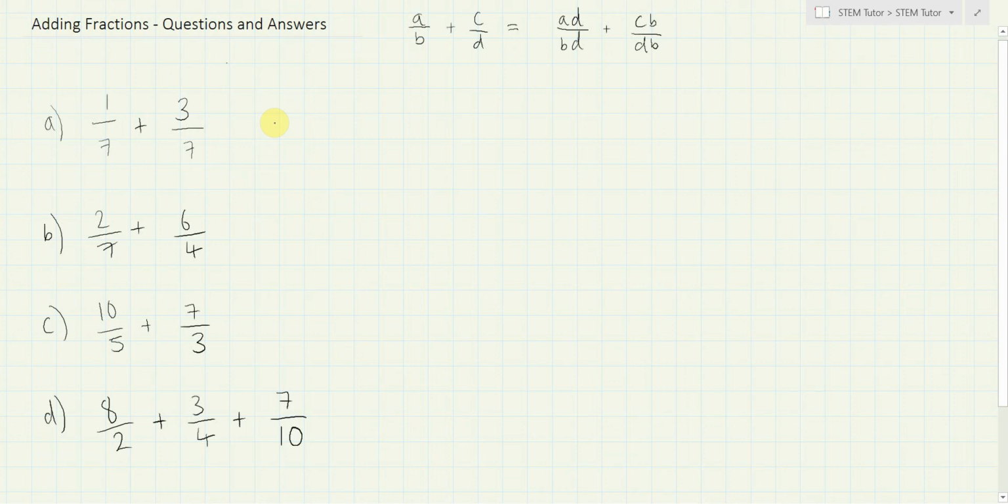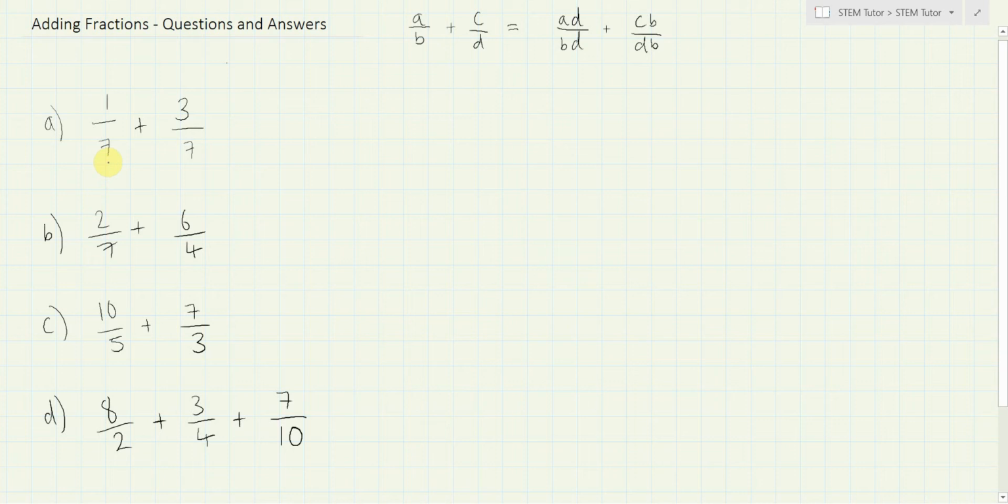Hello, in this tutorial I'm going to be going over how to add fractions. So I've set this tutorial up with 4 questions and we'll work through these each in turn to add these fractions together. So you have 2 types of questions when it comes to adding fractions.